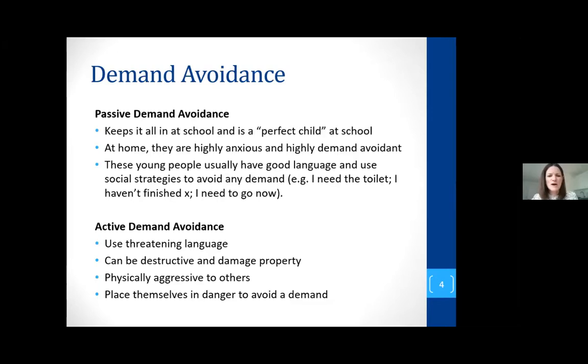Then we get more active avoidance. So this might be getting aggressive, using threatening language, being quite destructive, putting themselves in danger as a way of avoiding a demand, because as soon as a child does something risky, the demand disappears and the parent or the adult changes their behaviour because they want to keep this child safe. So often that's a good strategy for them to avoid demands.